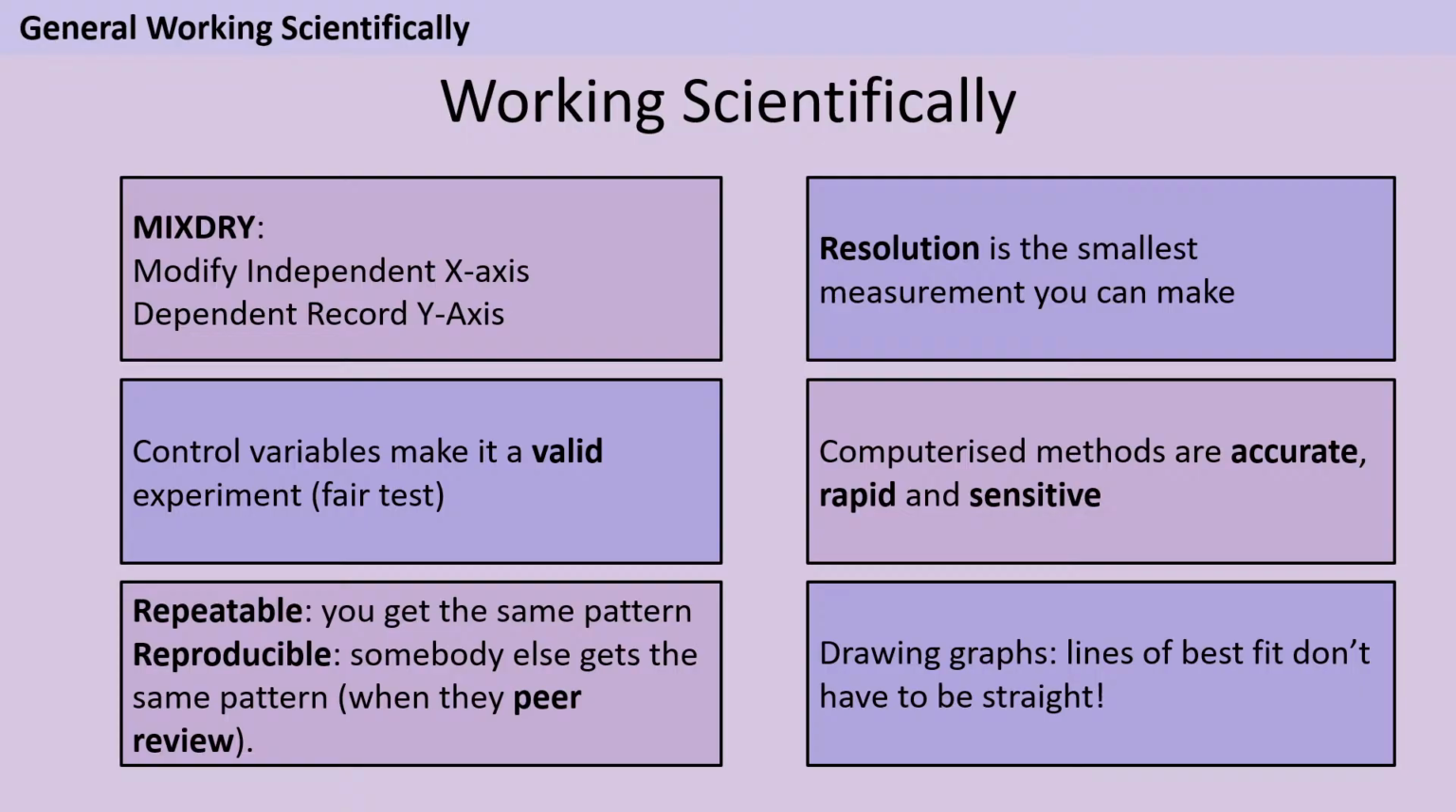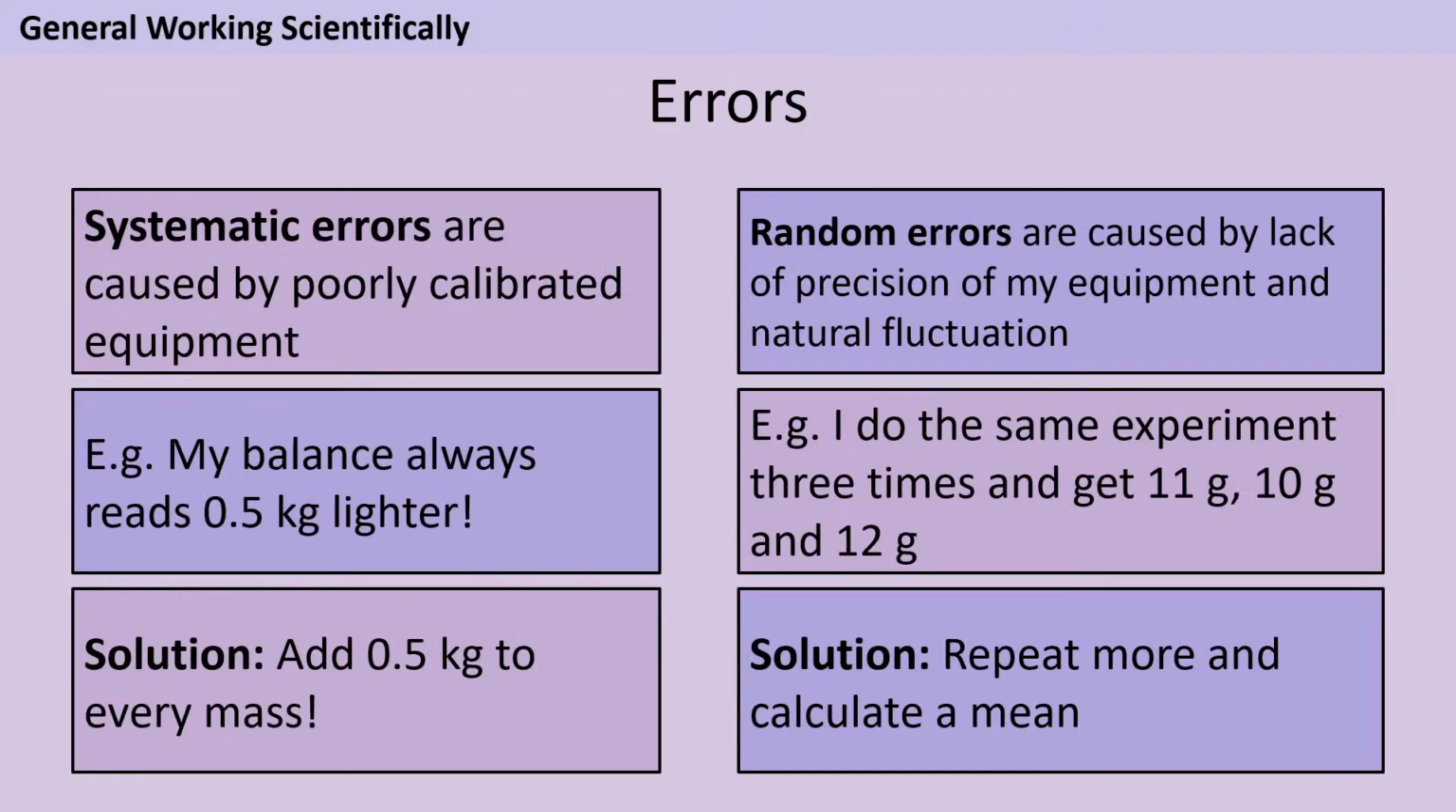Computerized instrumental methods are accurate, rapid and sensitive. And if you're drawing any graphs, your line of best fit doesn't have to be straight. Systematic errors are caused by your equipment being poorly calibrated, so where it's always out by the same amount and you can just correct by, say, subtracting half a kilogram each time, whereas random errors are caused by your equipment not being precise enough and by natural fluctuation in the value.